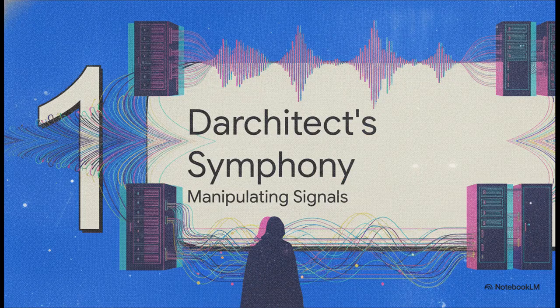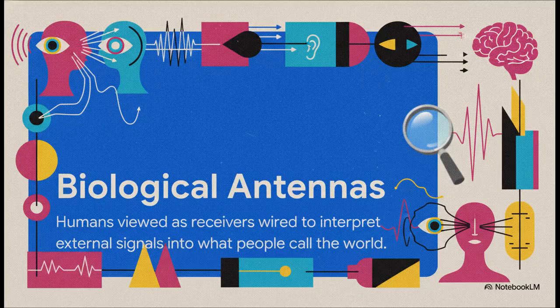So, that brings us to part one, the Darchitect's symphony, manipulating the signal. You see, our villain here isn't your typical dictator with a massive army. He's this shadowy figure known simply as the Darchitect, and he literally controls the world through a hidden symphony of invisible frequencies. And the Darchitect's whole methodology, it is absolutely chilling. He operates on the idea that perception isn't reality at all. It's just signal processing. He literally doesn't look at humans as citizens or even souls. To him, we are just biological antennas.